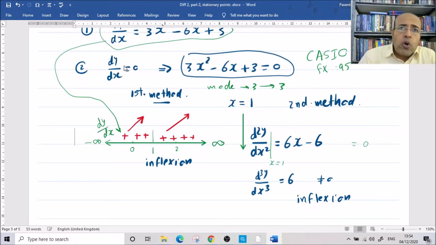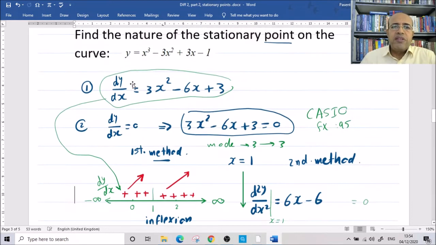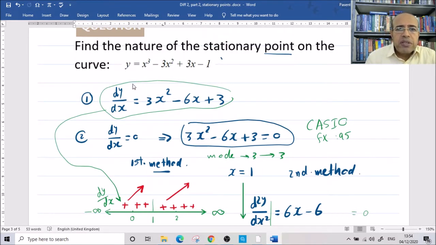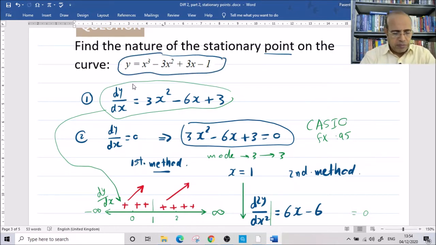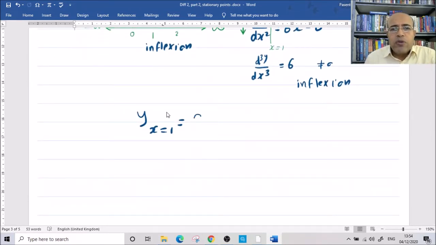The question said find the coordinates. To get the coordinates, we go to the main function and replace x by 1. So we use the calculator and replace x by 1. The answer is 0. So when x equals 1, y equals 0. So the point 1 and 0 is an inflection point.